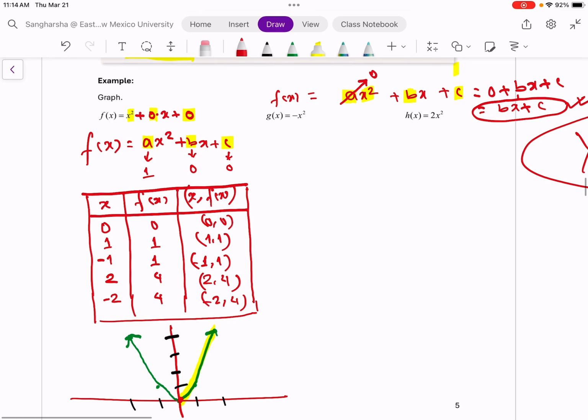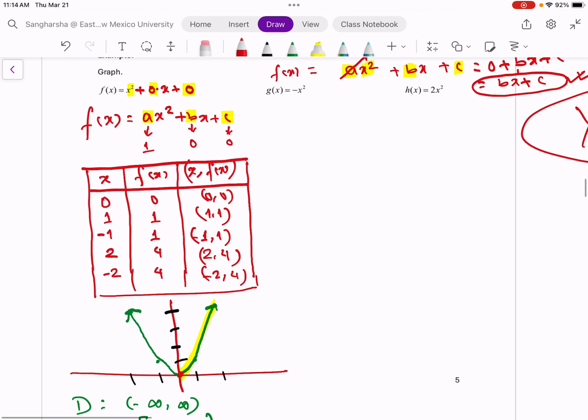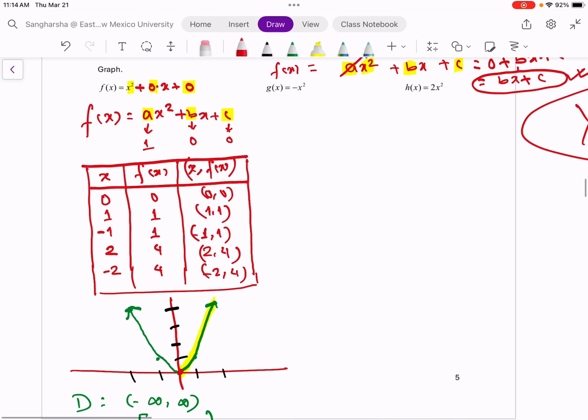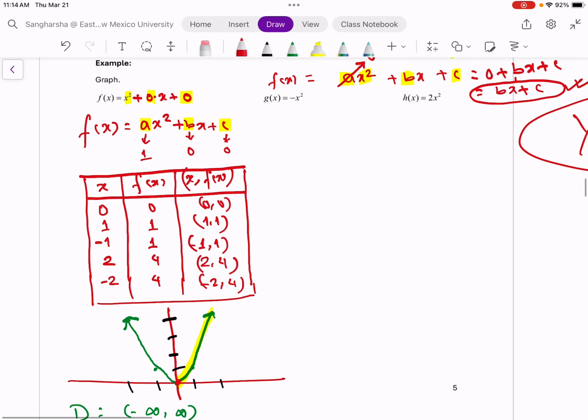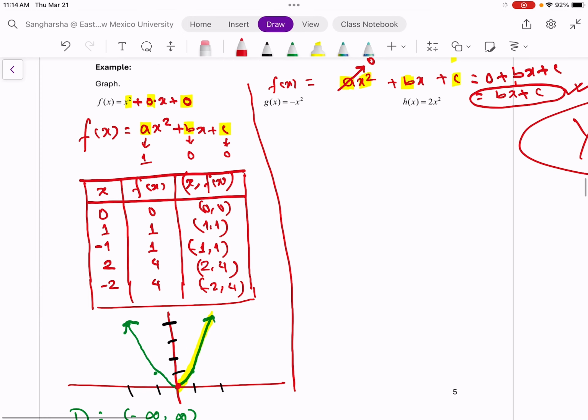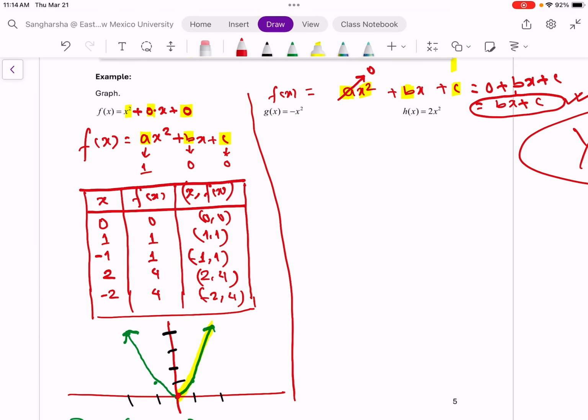Now let's graph one more, the g of x function. Then the h of x, you will do by yourself. Now let's graph this function here. For this g of x, can we use transformation here? What is the basic function for this g of x function? Let's do the transformation concept. Here let's write the basic function. Since this is a quadratic function, the basic function is always y equal to x square.